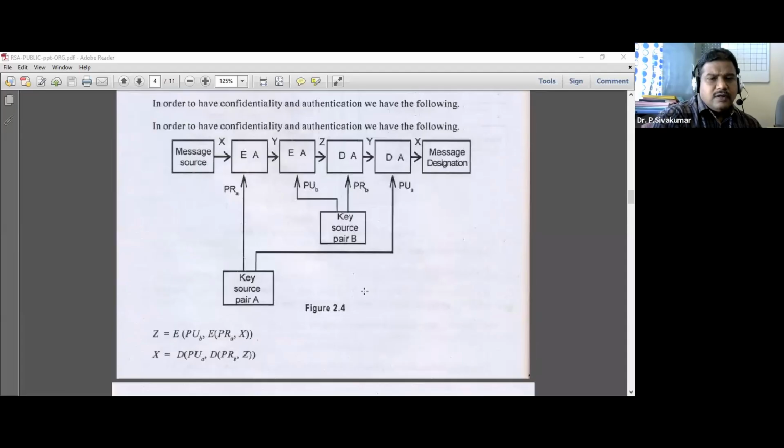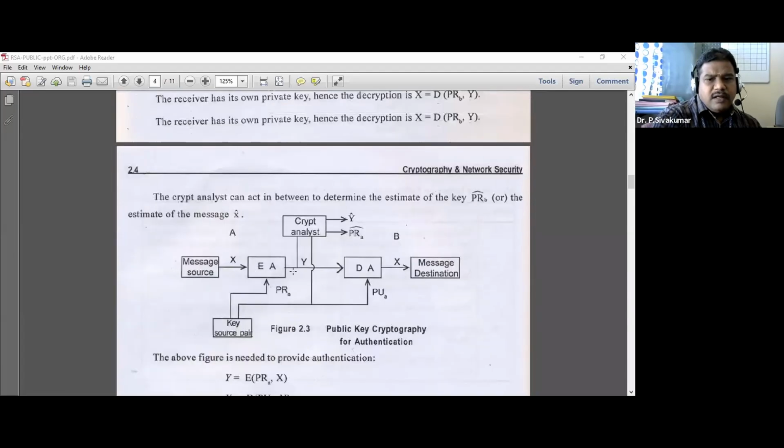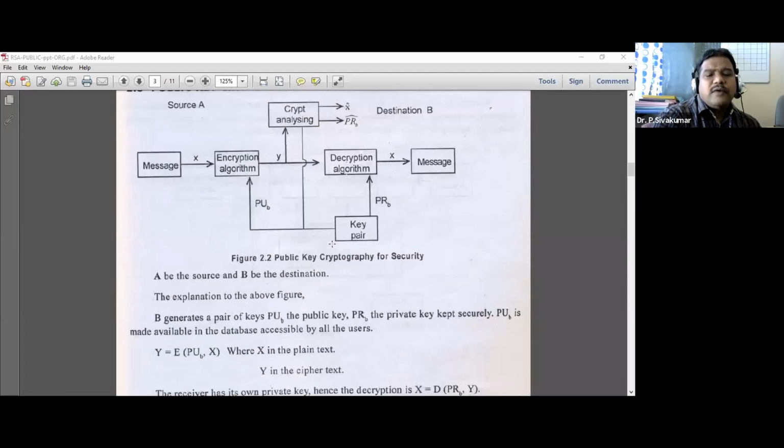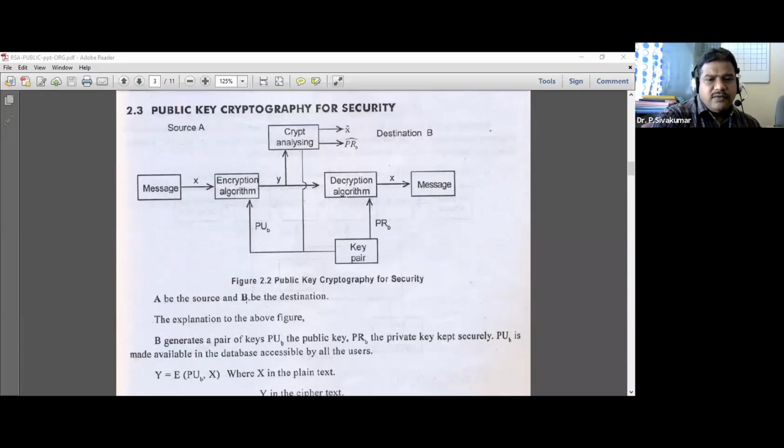In public key cryptography, normally we provide two services. One is security, which means how to maintain confidentiality. To maintain confidentiality, the encryption algorithm uses the recipient's public key, and the decryption algorithm uses the recipient's private key. This is the confidentiality service provided in public key cryptography, where security or secrecy is maintained.